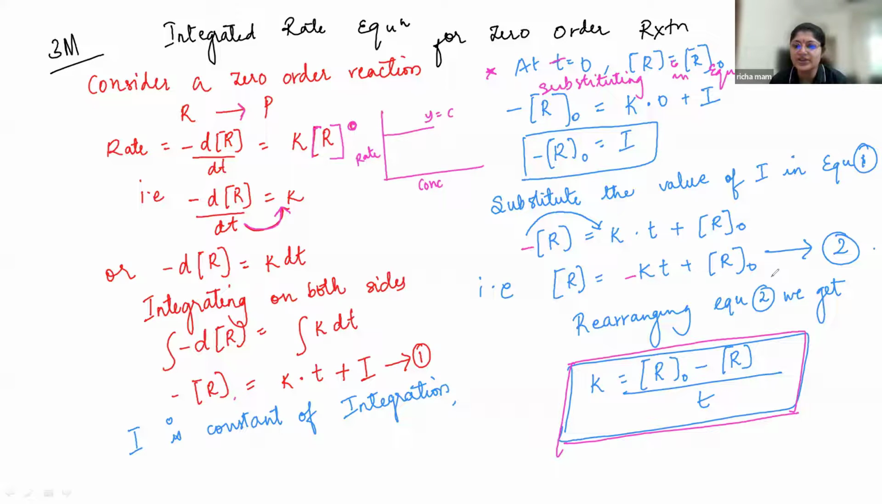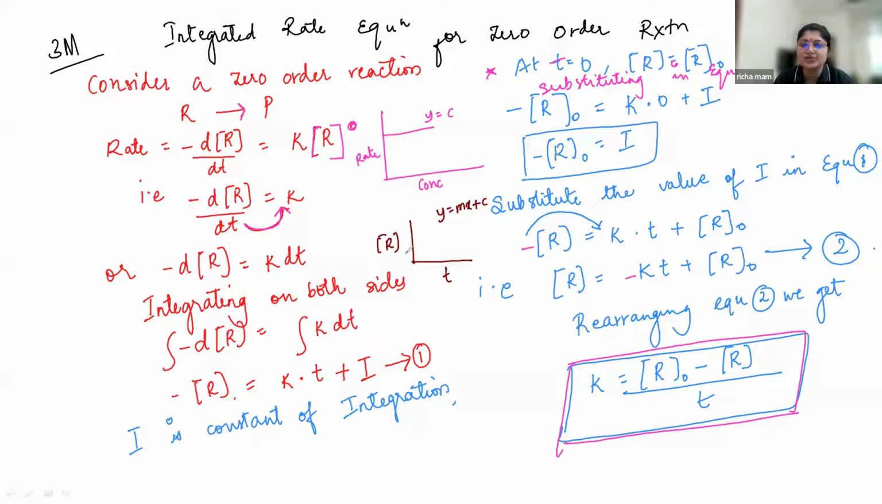Now from this equation 2, we are plotting another graph. Let us plot another graph. There is one more graph where we take concentration of reactant versus time. This is a straight line, and it is in the form of y is equal to mx plus c.